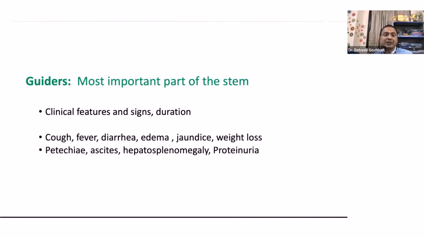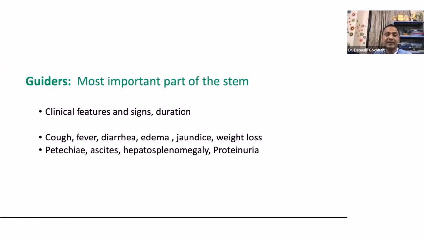Now the symptoms can be cough, fever, diarrhea, edema, jaundice. Each one of them we will discuss. But remember, whenever we talk about cough, just by saying that it is cough, you cannot tell what the cause is. Cough can be because of GERD, because of the lung, because of heart ailments. So cough being there doesn't mean that it is respiratory. But if I say cough with sputum production, then we can think that it is likely to be respiratory. See how things change. So guiders will help you to narrow down, but they will not confirm.